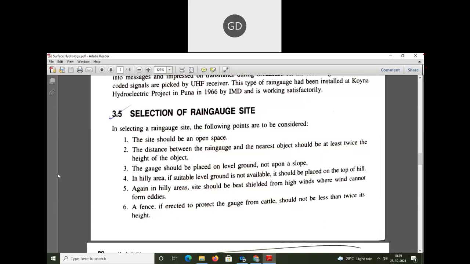Okay, so these are the 6 points for the selection of rain gauge site. If you want, please write it down. Selection of rain gauge site, you can write down these 6 points. I'm giving you 5 minutes, please write it down.